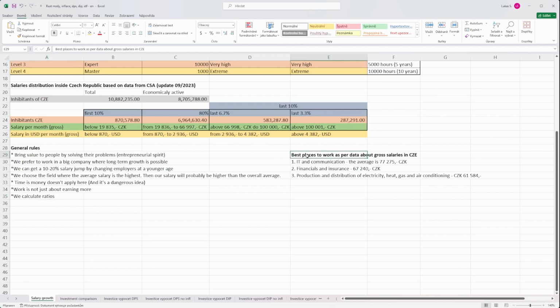And what are the best places in Czech Republic as per the gross salaries and data from Czech Statistical Agency? So in first place, it's IT and communication. The average salary a month is around 77,000 Czech crowns. Then financials and insurance, where it's around 67,000. And then the jumper or the grower of the year is production and distribution of electricity, heat, gas and air conditioning, where the average salary from 2023 is around 61,000.